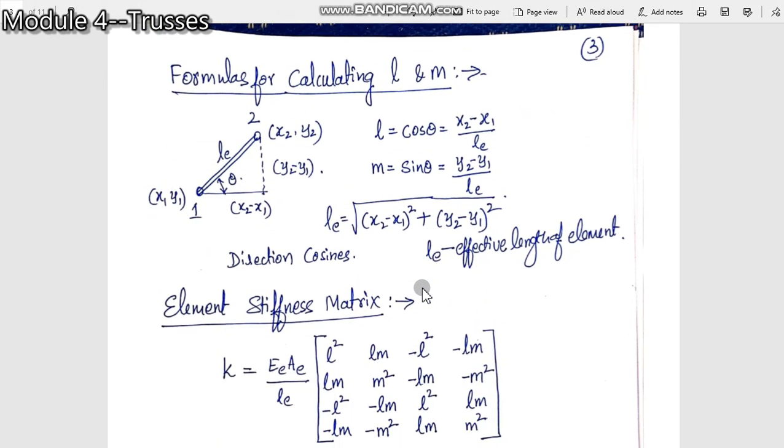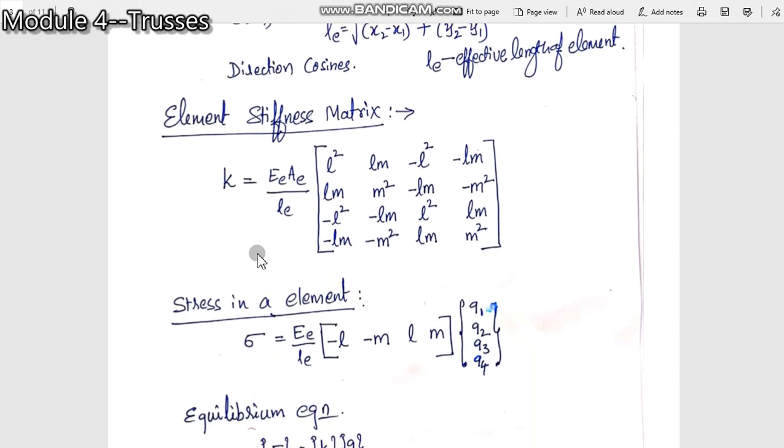Now let us understand how to find out l and m. For that, let me consider a single element having node 1 and 2 and the coordinates x1 y1, x2 y2 and an angle theta. So using trigonometrical rules, you can find out l is nothing but cos theta. So you can find out this formula, and sin theta, this formula, and the length of the element, L e, can be calculated. So this simple trigonometric formula will tell you how to find out l and m.